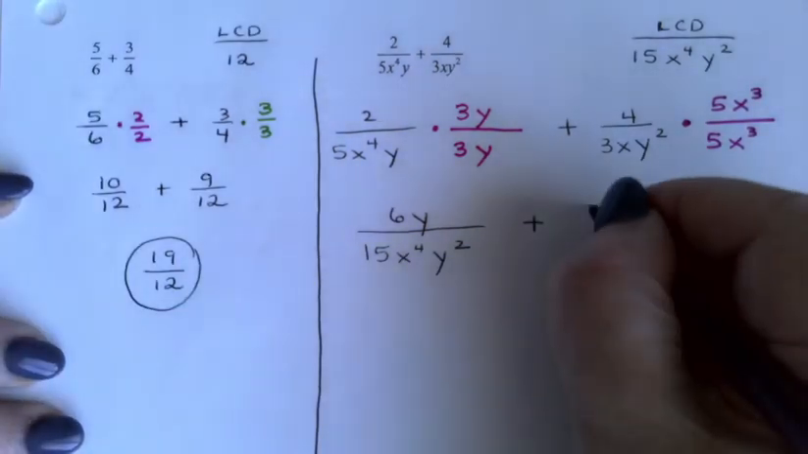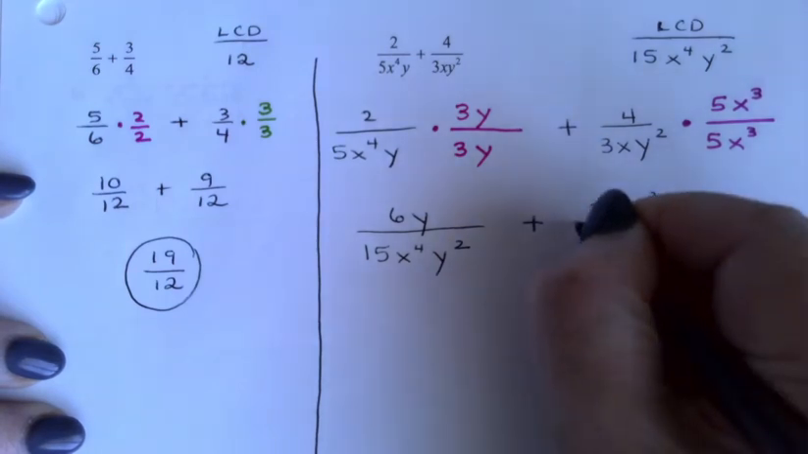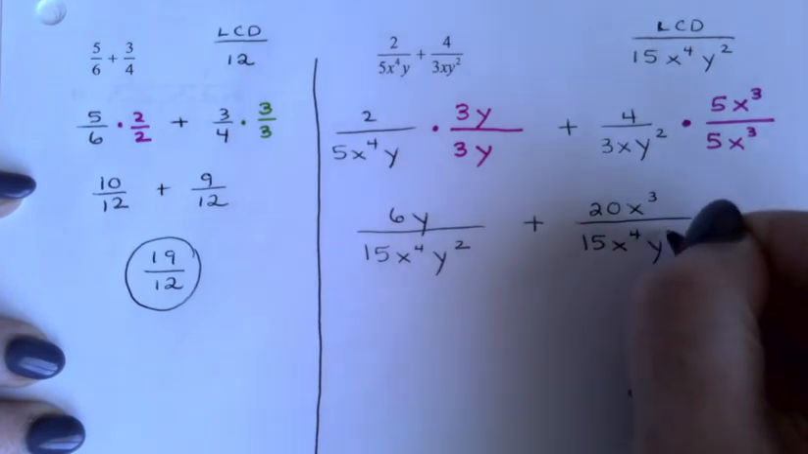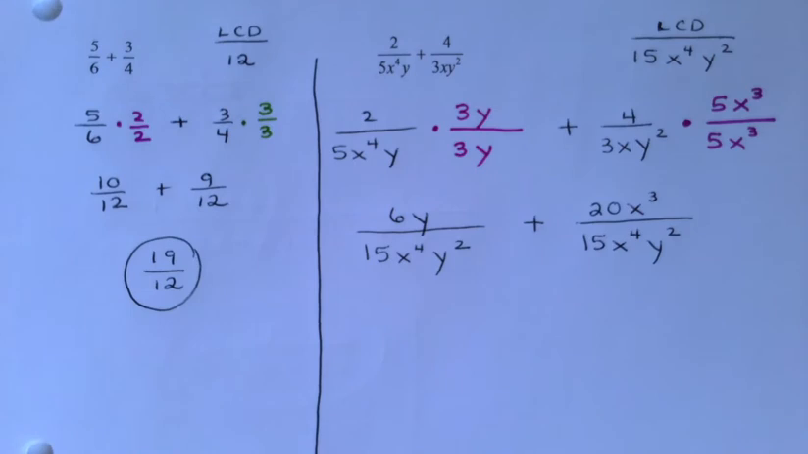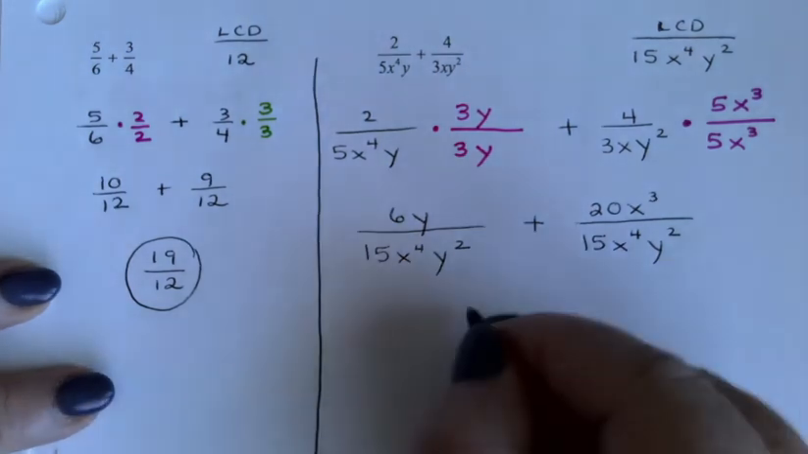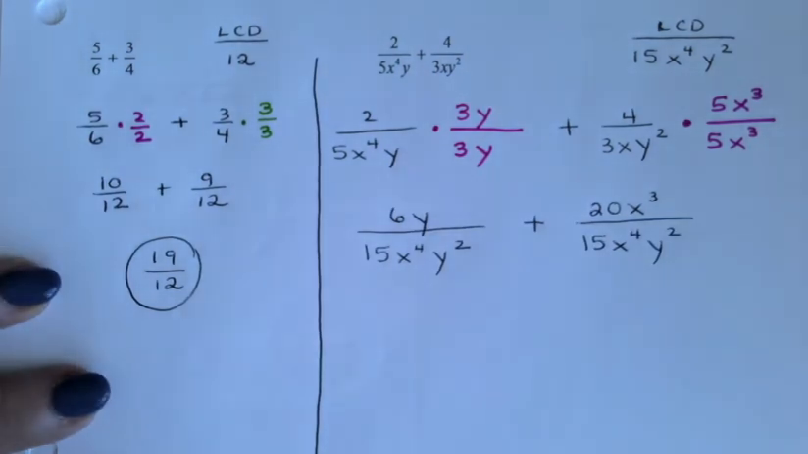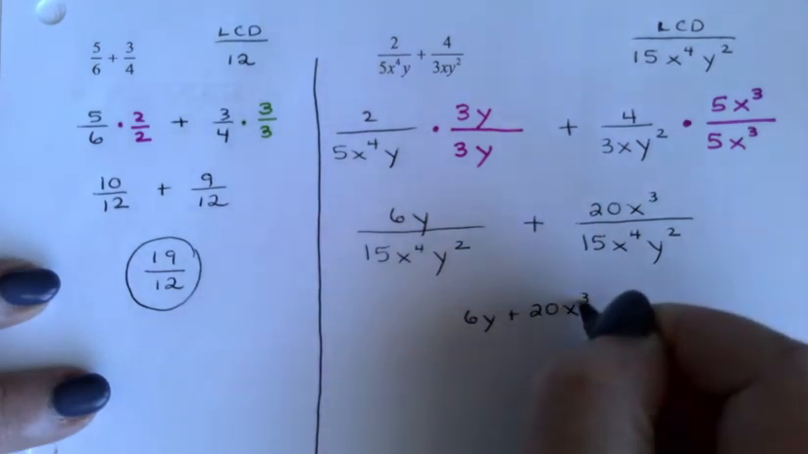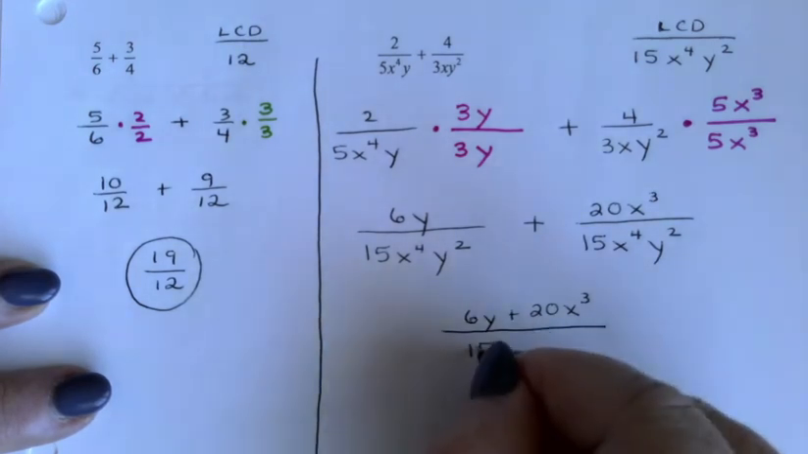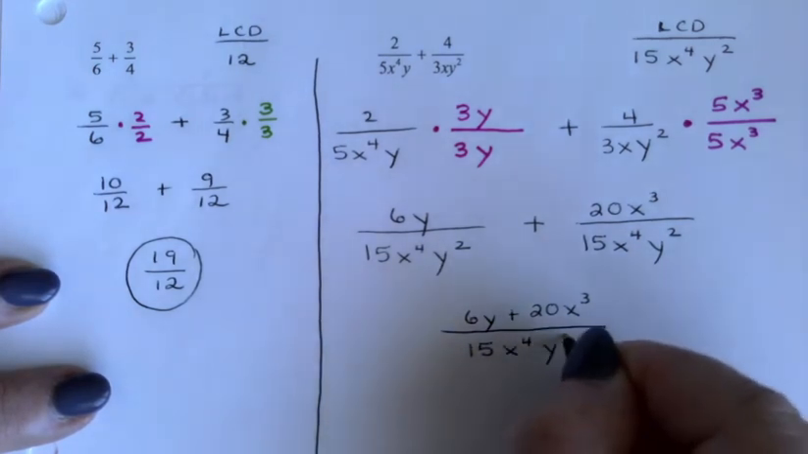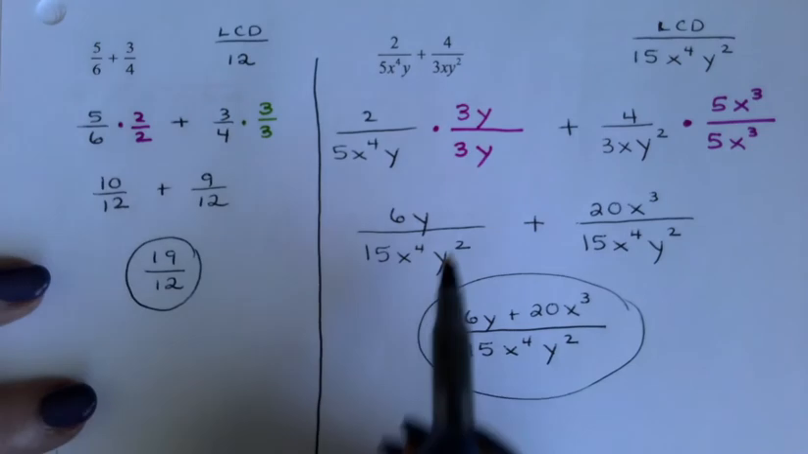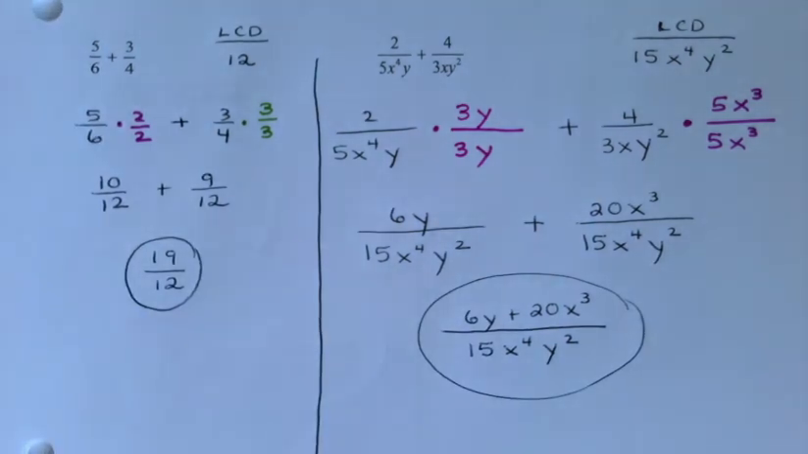And my second fraction is now 20x cubed over 15x to the fourth y squared. Now that I have a common denominator, I can combine these into one fraction. Now the numerator doesn't have like terms, so I can't actually add those terms, but I can put them together as one numerator over my common denominator. If there had been like terms there, I would have combined them, but in this case there weren't.